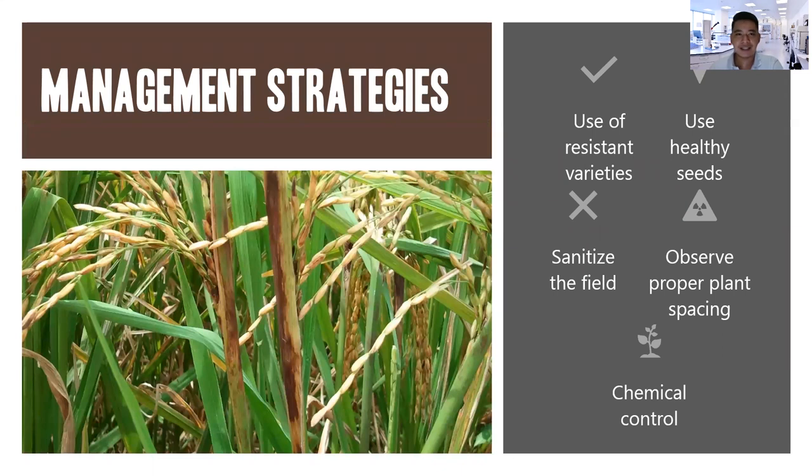So for the management strategies for rice sheath rot, apply a seed treatment fungicide like carbendazim or mancozeb, as a seed treatment and foliar spraying at booting stage. It is effective when sprayed at the booting stage. Of course, there is also the use of resistant varieties, which should be done first. Then use healthy seeds, sanitize our field or keep our fields clean. Then observe proper plant spacing, so that disease does not easily transfer from one rice plant to another.